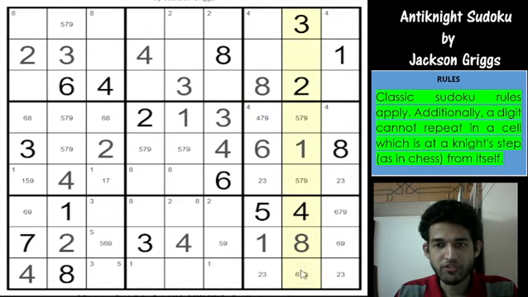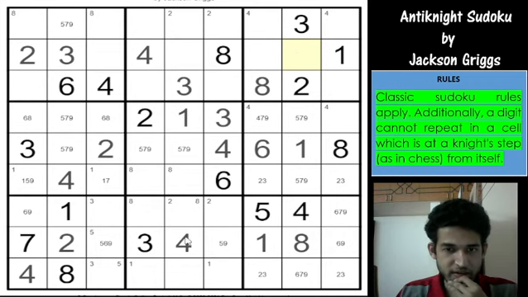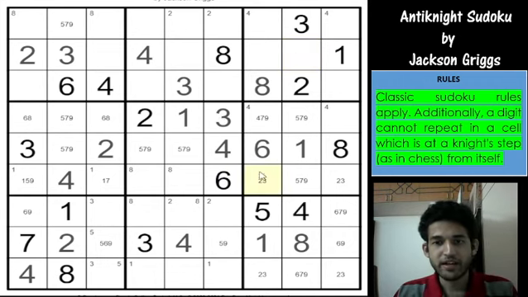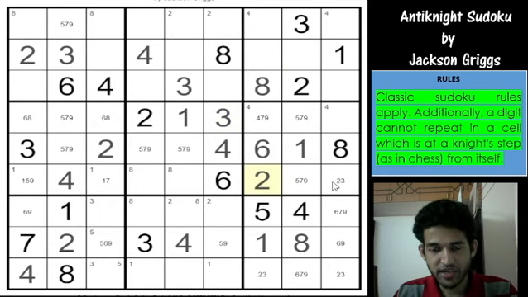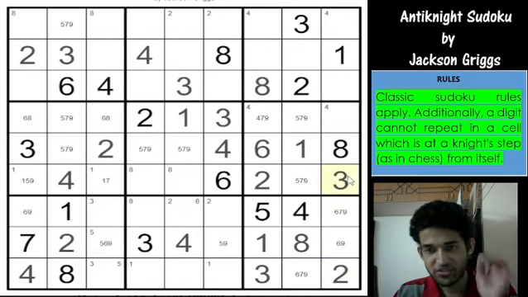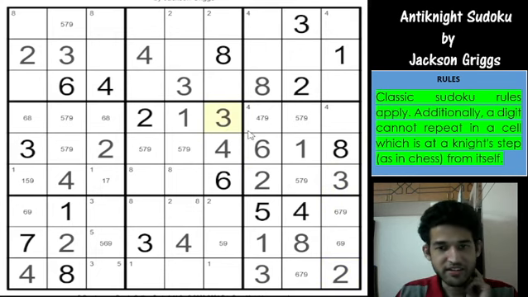So 1, 2, 3, 4 and 8. So this can contain all possibilities. Okay, 3 is not possible here, guys, because you have a 3 here, so that's not a 3. So that is a 2, that is a 3, and that is a 3, and that is a 2. So we have resolved this unique rectangle kind of pattern using the 3 here. Nice.